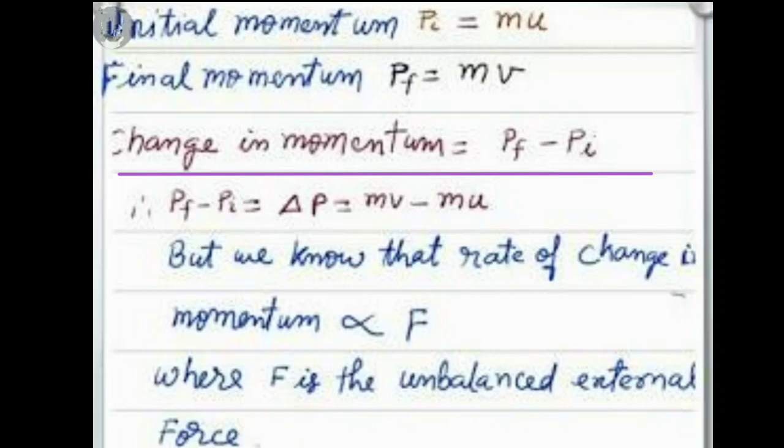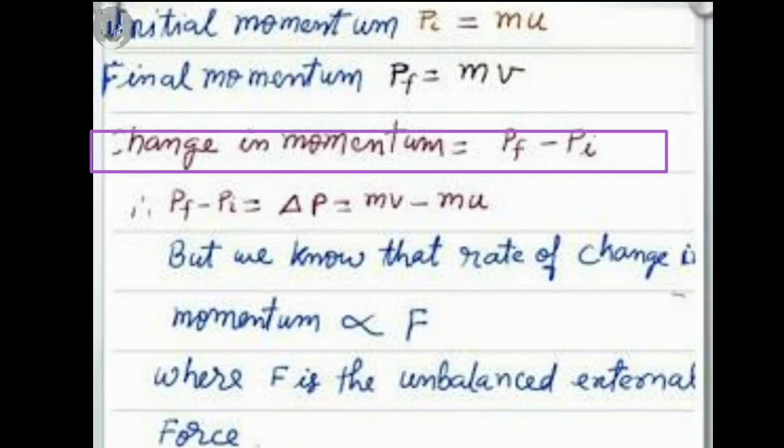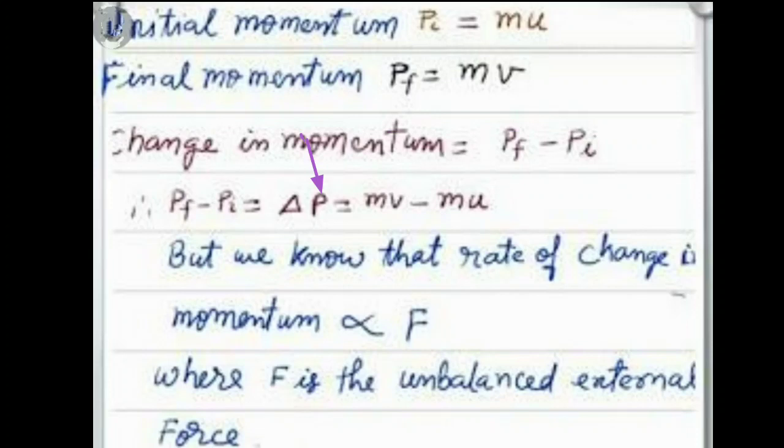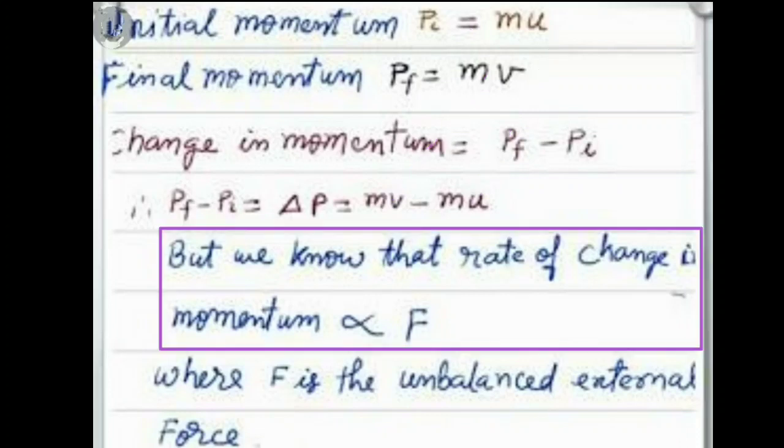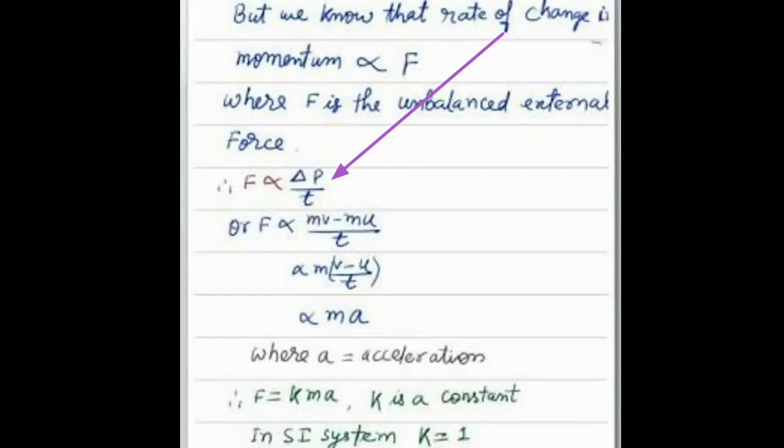So students, change in momentum is equal to final momentum minus initial momentum. So change in momentum is equal to Pf minus Pi. Change in momentum is denoted by delta P. Now we will put the value of Pf and Pi. According to Newton's second law of motion, rate of change of momentum is directly proportional to external force. Students, rate of change of momentum is delta P upon t. So F is directly proportional to delta P upon t. This is according to Newton's second law of motion.